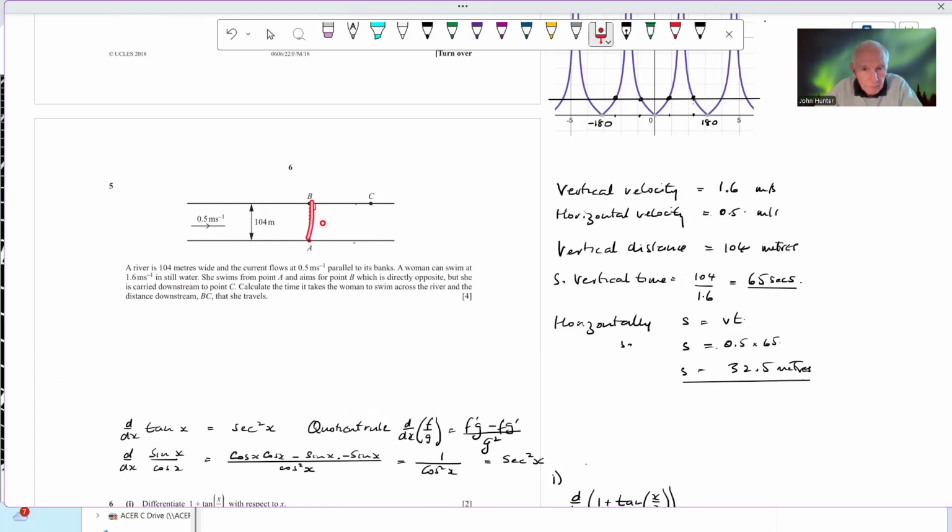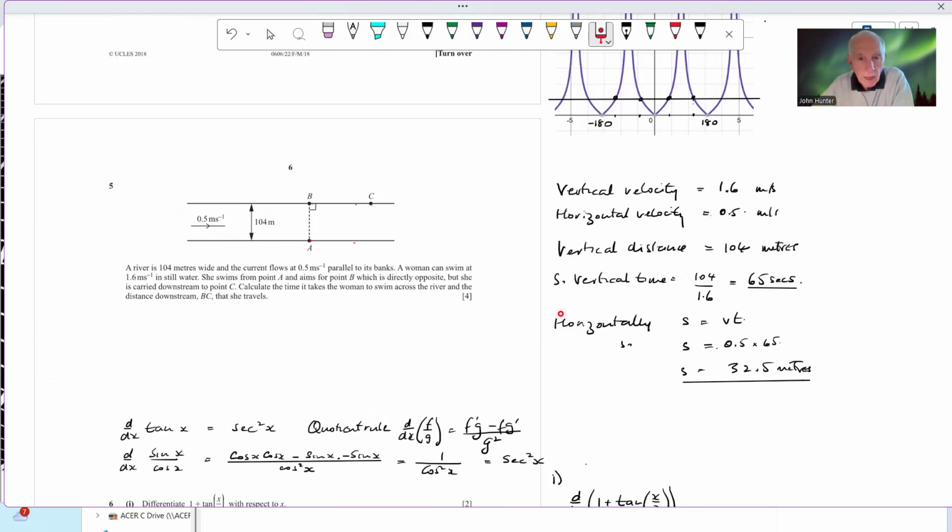You can see up there, but she's carried downstream to point C. Calculate the time it takes the woman to swim across the river and the distance downstream, BC, that she travels. Well, we're considering here the velocity and the displacement in both directions. In vector terms, we often term this as the i direction, and that being the j direction, being those two positive directions as well, because we can go negative.